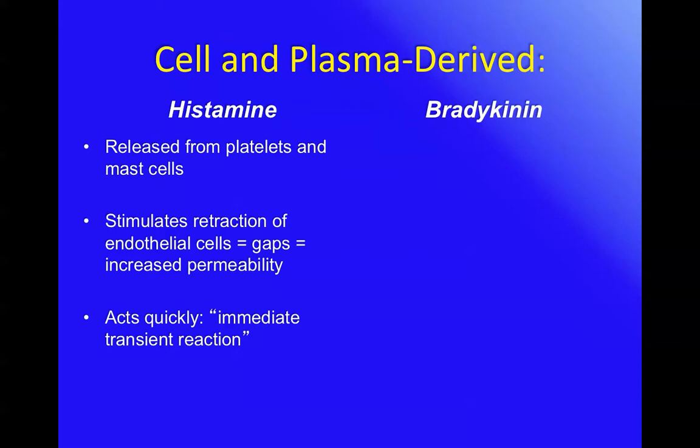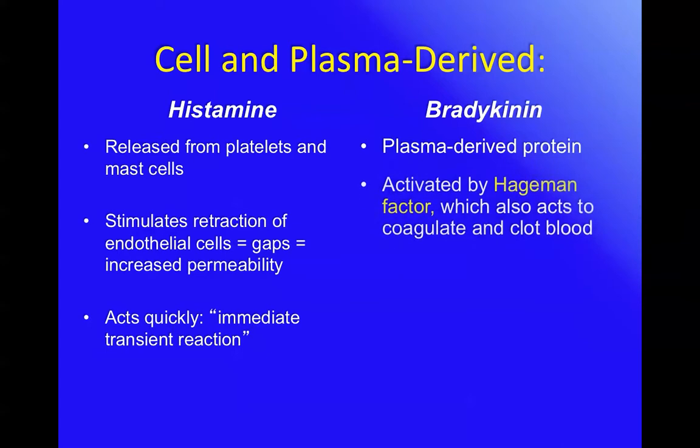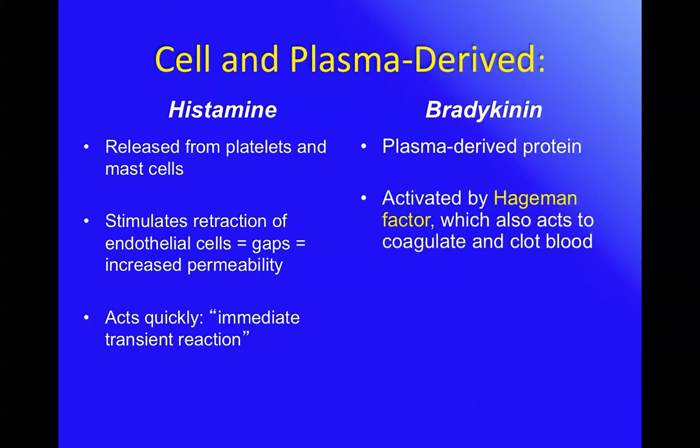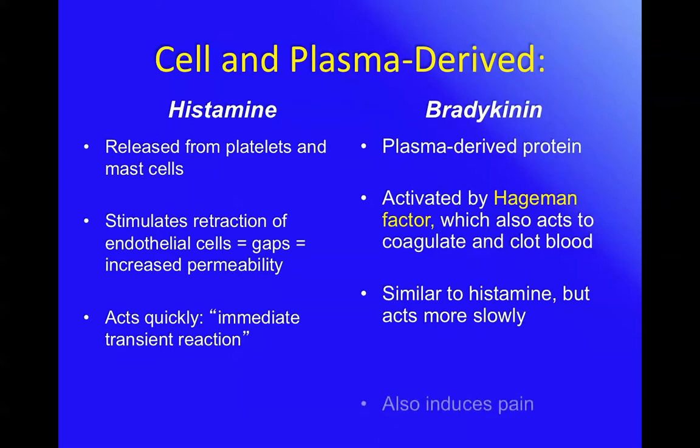This is in contrast to the mediator bradykinin. Bradykinin must be activated by a protein in the plasma called the Hagemann factor. The Hagemann factor also acts to coagulate and clot the blood. Bradykinin is similar to histamine in that it promotes vascular permeability, but because it has to form in the plasma, it acts more slowly. Unlike histamine, bradykinin also induces pain.